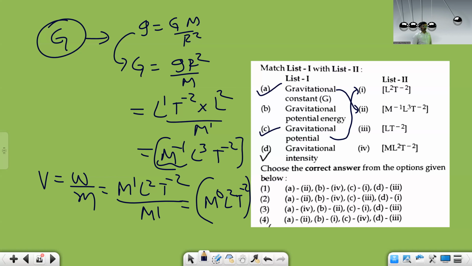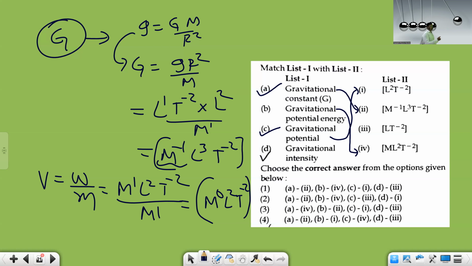B is gravitational potential energy. The energy formula is M1 L2 T power minus 2. There's no need to derive this one; for any type of energy, whether potential, kinetic, gravitational, light or solar, the formula is M1 L2 T power minus 2.